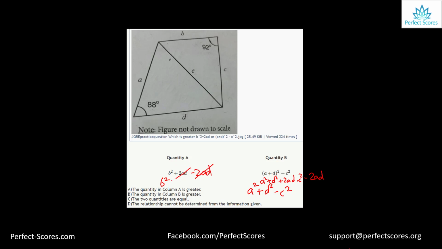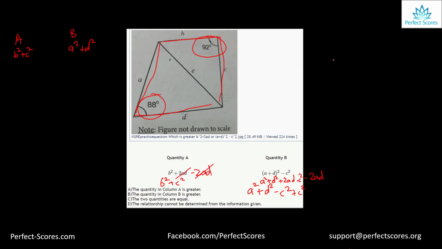So here's what I'm going to do now. Again, I'm going to add c squared to both sides, and I'm going to get quantity A, which is b squared plus c squared. And this over here is quantity B, which is a squared plus d squared, right? So now the question becomes this square plus this square, or this square plus this square. And the only information I have is these angles.